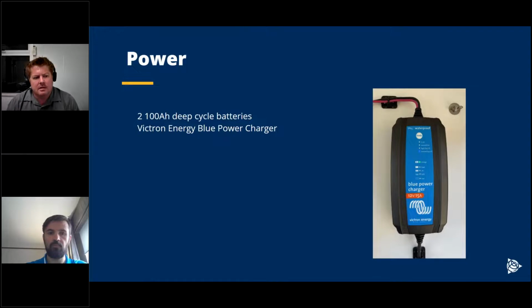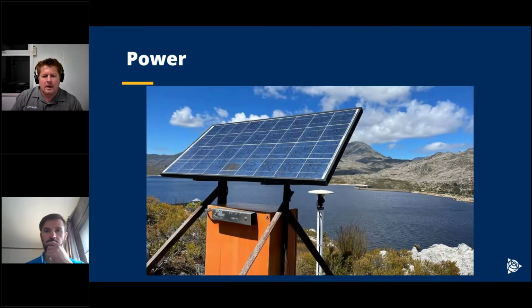Then for power, as I said earlier, we've got 200 amp hour deep cycle batteries and a Victron Energy BlueSolar charger. And then at one station, or at two stations, we don't have full-time electricity, so we have solar solutions installed at those stations.